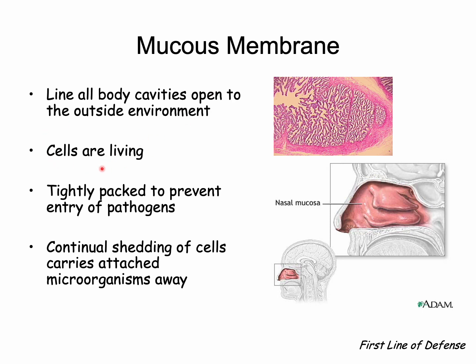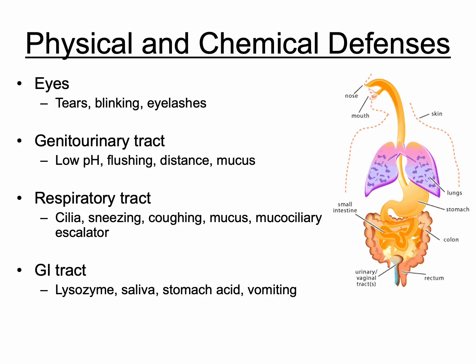And as we saw with the skin, we have that outer layer of dead skin cells on our skin, but the mucous membranes consist of living cells. Even though those living cells are continually being removed and shedding away to get rid of attached microorganisms. Very similar to the surface of the skin. And also similar to the surface of the skin, the cells that make up our mucous membranes are tightly packed to prevent pathogens from just being able to pass that barrier and enter our body. So like our skin, our mucous membranes also have physical and chemical defenses to protect us from pathogens.